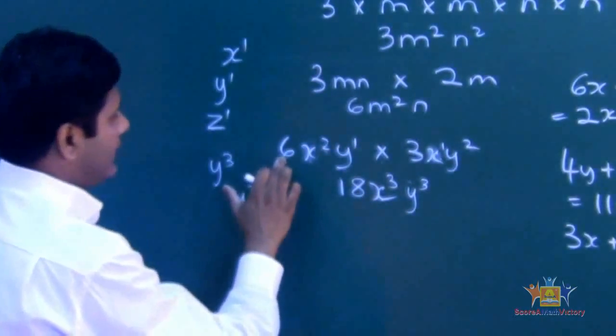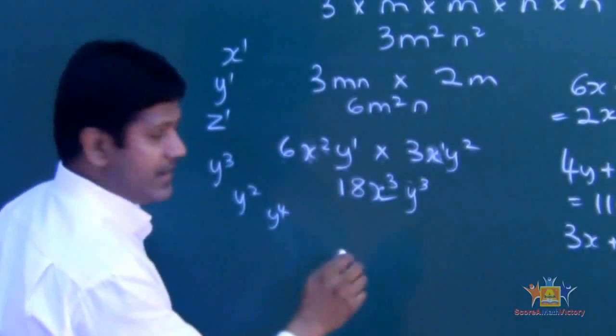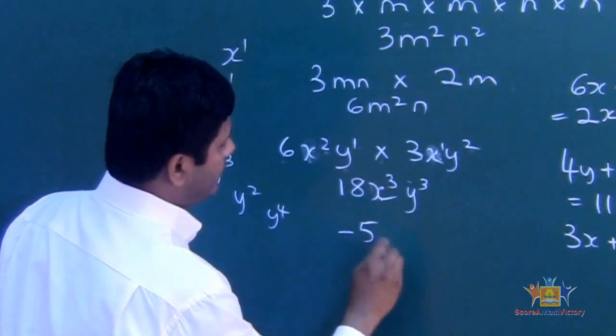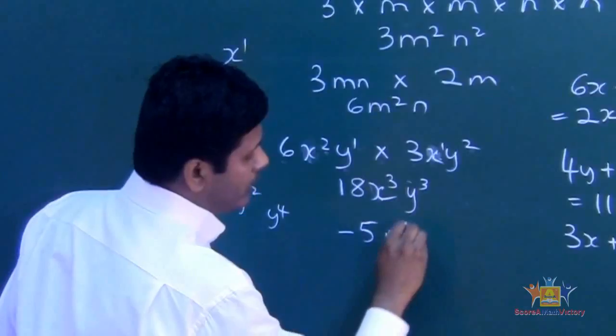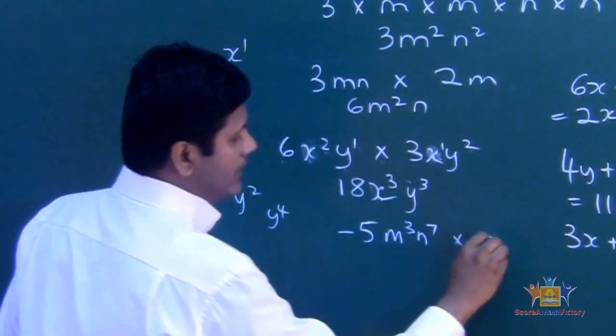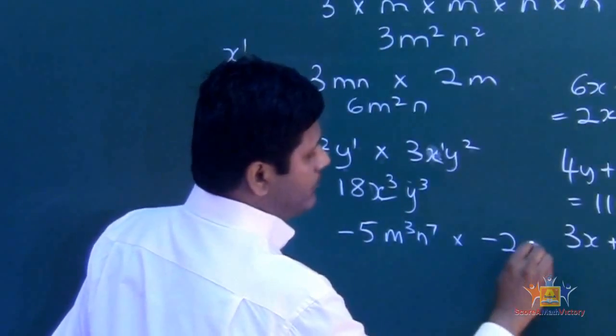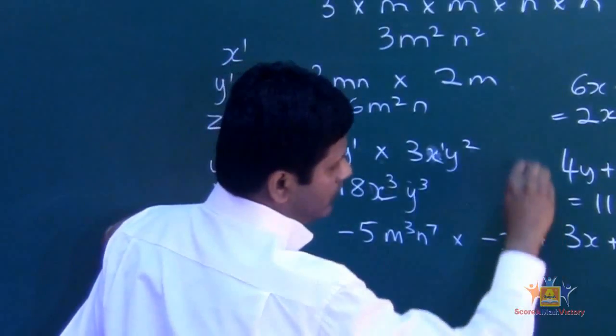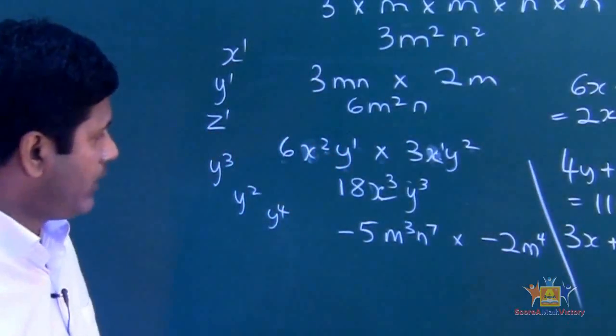All right, now look at that, 6 and 3. Now what happens if it's a negative number? Let's say we have negative 5, m to the third and n to the seventh, and then times negative 2, and then m to the fourth. Okay, so let's do it. How do we do this?